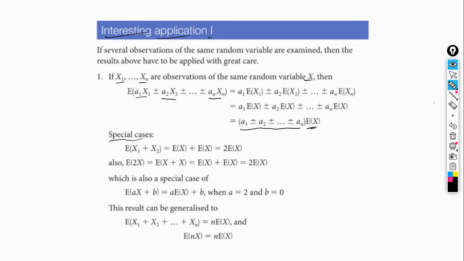Then they talk about special cases when you have the expected value of random variables that don't have any constant multiplying them, or you can say the constant is 1. That would just be equal to, in this case, 2 times the expected value. And in general, n times the expected value, depending on how many independent variables are added.